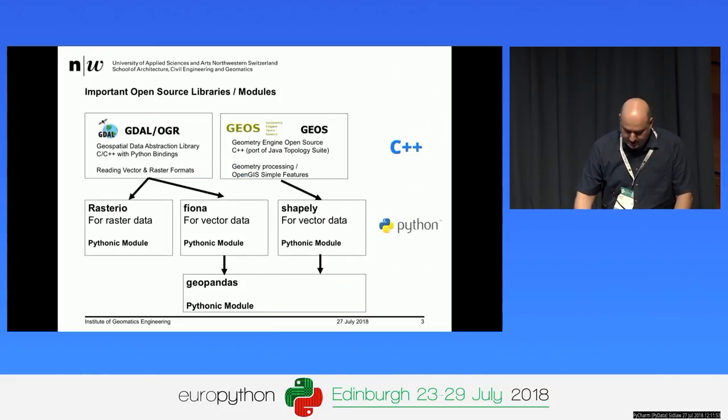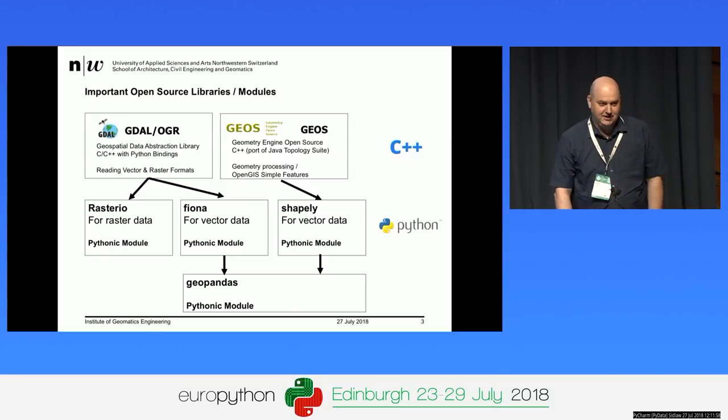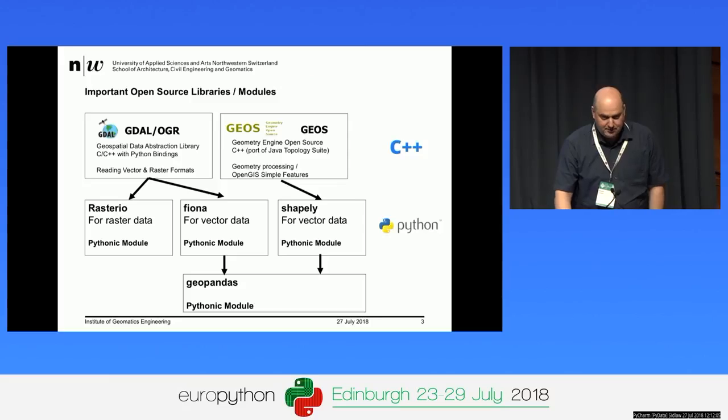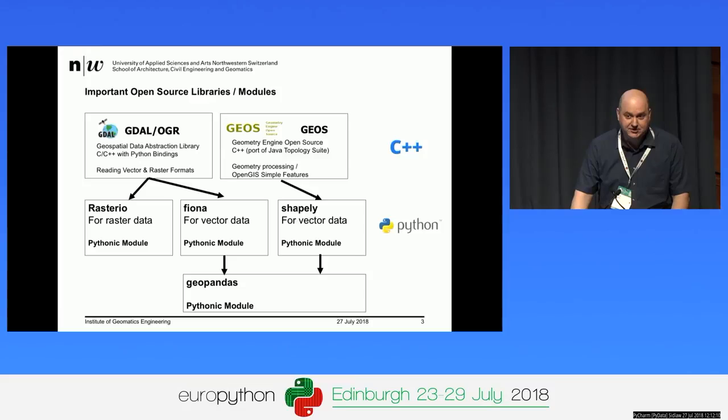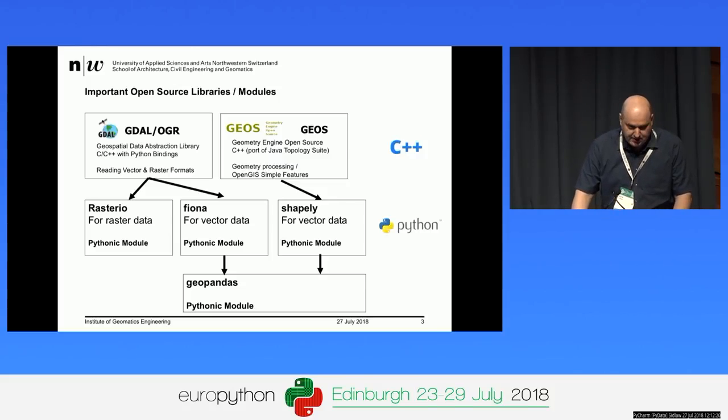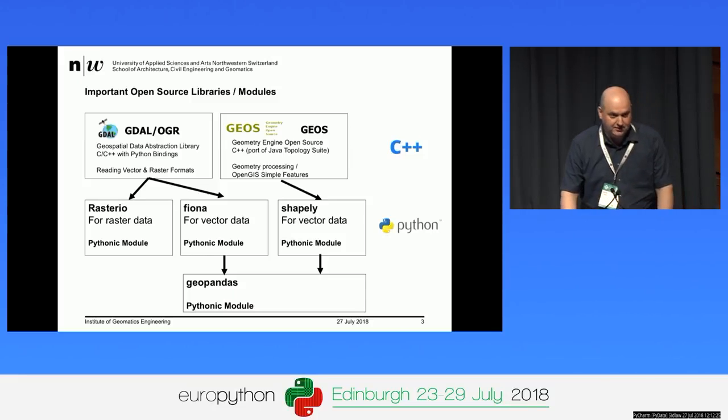So what do we have today for modules? There are tons of modules available. But two open source libraries. I say libraries because it's non-Python. Two most important libraries written in C++ are GDAL, and the second is GEOS. GDAL is the geospatial data abstraction library. It's almost 20 years old now, and it can do two things very good. It reads raster data, that actually images.